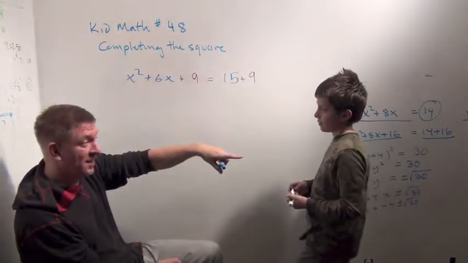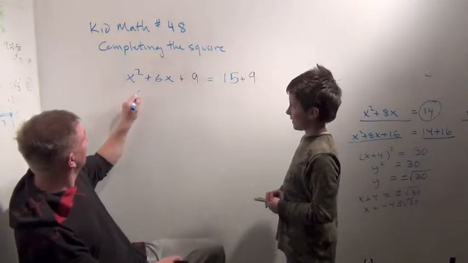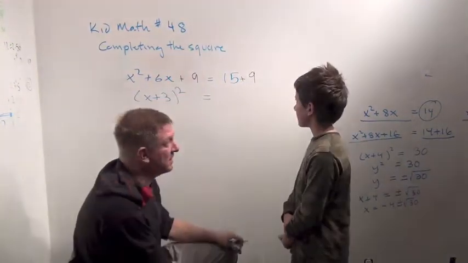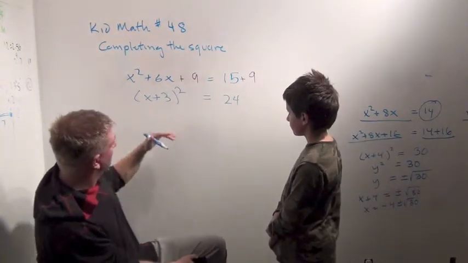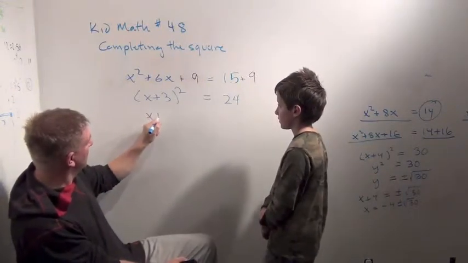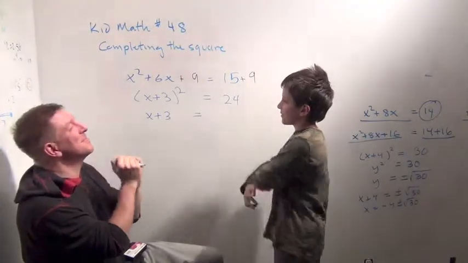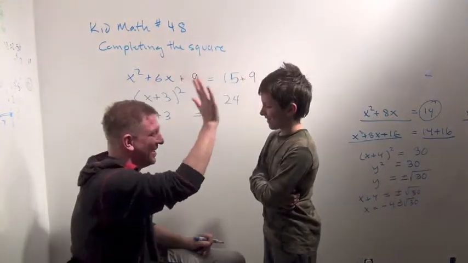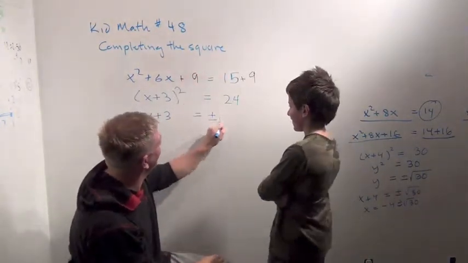Can we always divide? Not necessarily. Can't divide by 0. So this is x plus 3 squared, which equals, what's 15 plus 9? That is 24. Now I can take the square root of both sides, right? So I get x plus 3 equals what? Plus or minus the square root of 24. Yay! High five.